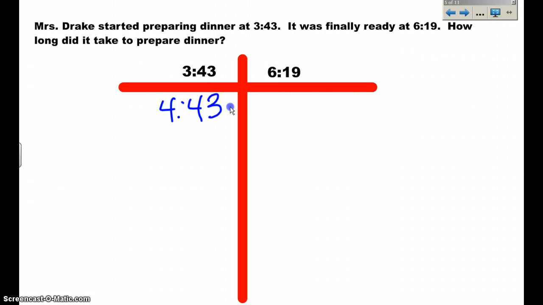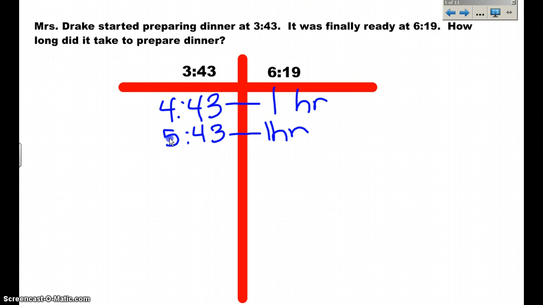And we have to write down how long was that. We're banking 1 hour. The next hour would be 5:43. And again, how long did we bank? 1 hour. Okay, can I go to 6:43? No, because I don't have that long, because my ending time is 6:19.